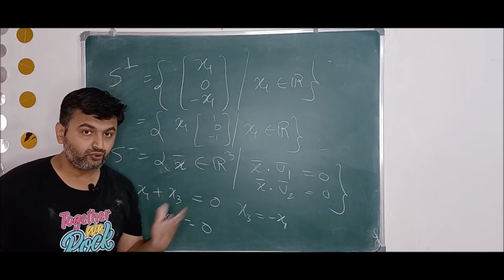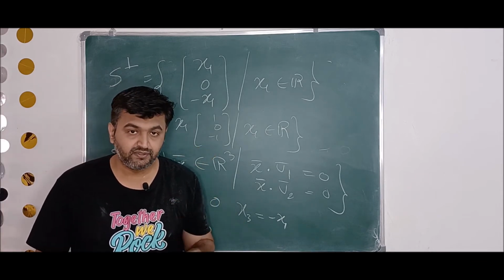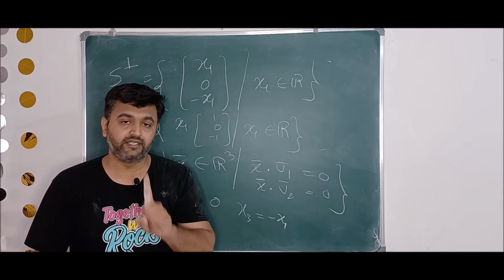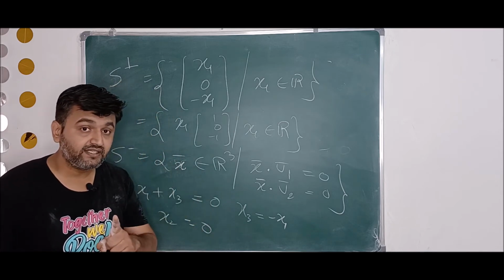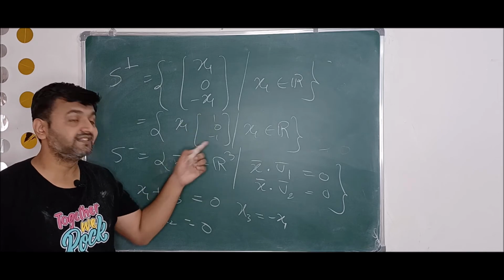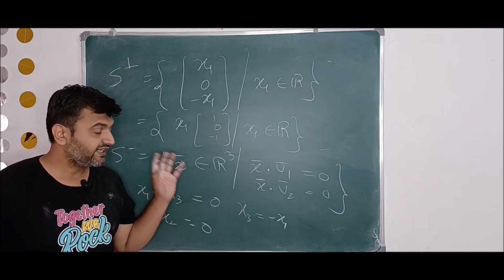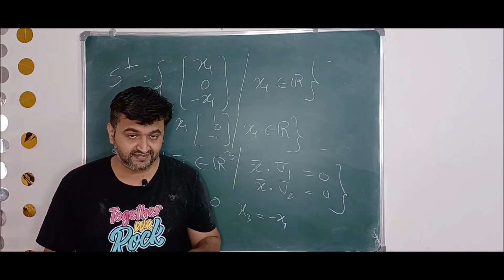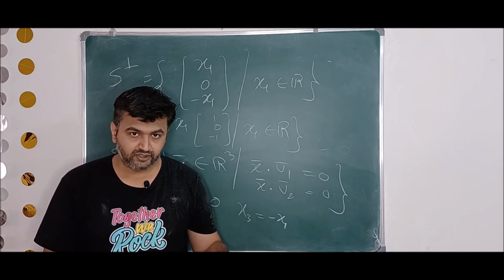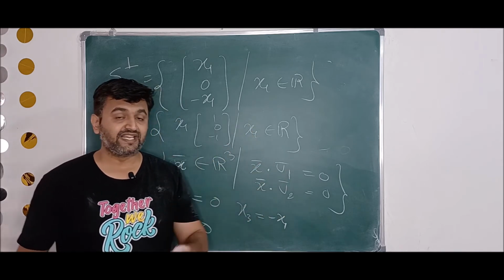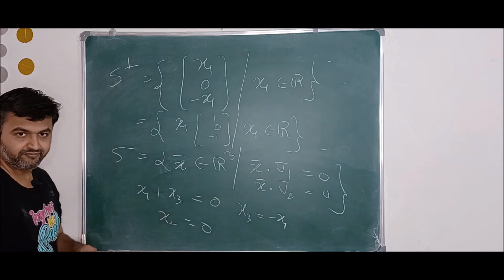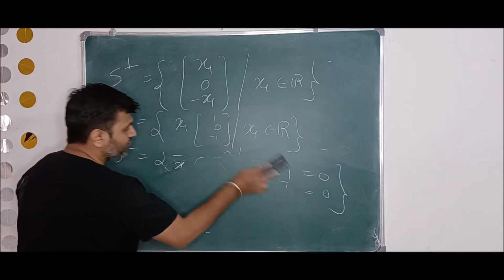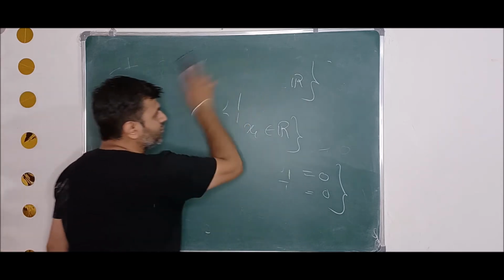That's what I told you just now, that your S perp will have only one linearly independent vector. Which is that linearly independent vector? This (1, 0, -1). So that result, dimension of span of S plus dimension of S perp is always equal to the dimension of the vector space. This was one hint that will help you a lot.